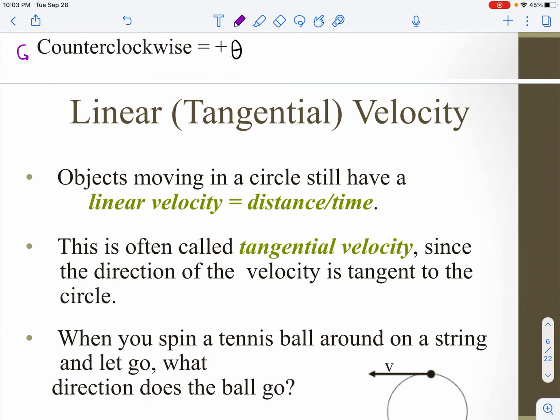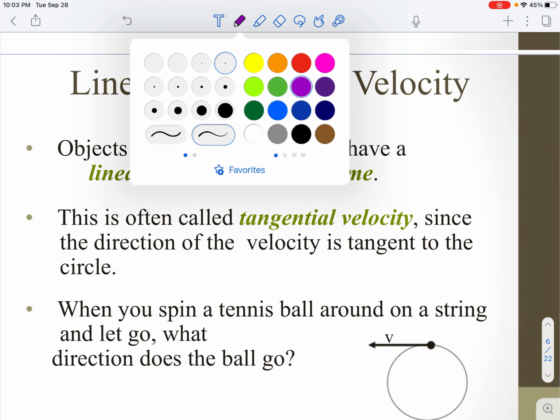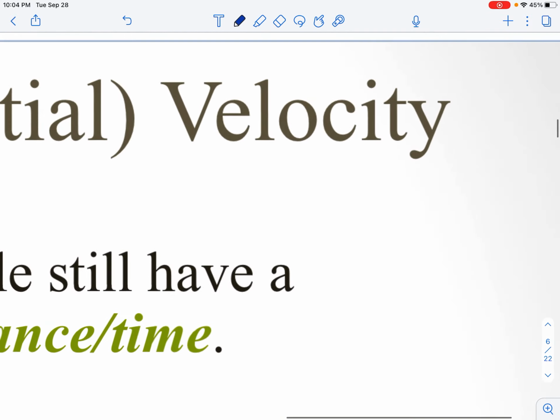All right, so what about that linear velocity? That linear velocity is still part of the conversation. Now you can see here that it says linear, and then in parentheses it says tangential velocity. So let's talk about that for a moment.